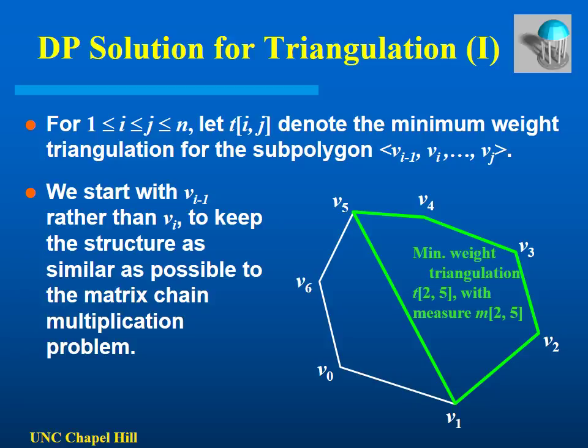Our problem is to subdivide the polygon. Initially, the full polygon, that we refer to by v sub 1 to v sub n, with v sub n being v sub 0. We want to divide that polygon with a chord into two subpolygons, and the issue is how to produce those two subpolygons, that is to say, which chord to choose.